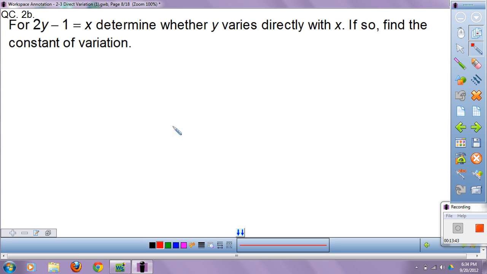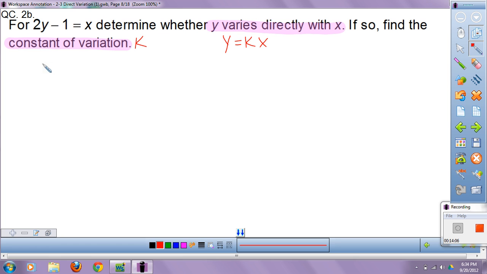Let's look at B. Go ahead and do this on your own. Pause the video and play it when you're ready. Okay, so again, does y vary directly with x? That means, is it a direct variation? If so, find k. Our direct variation equation is y equals kx. Y equals a number times x.